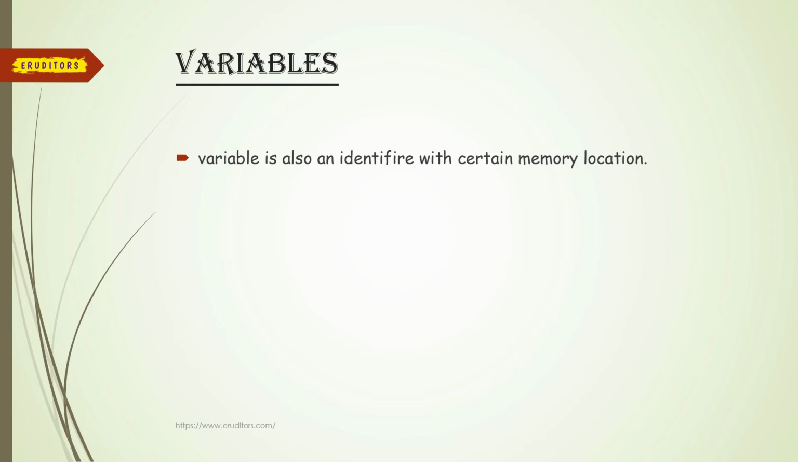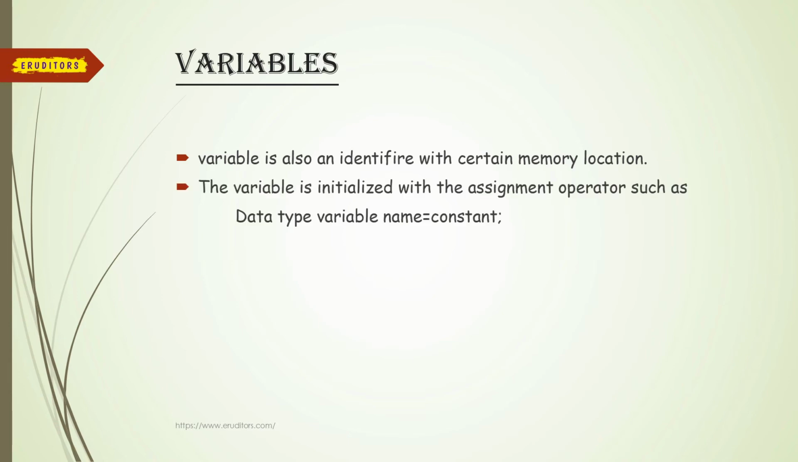Now, don't mix this up. Every variable is an identifier, but every identifier is not a variable because an identifier doesn't have a memory location. Here are some important rules you should remember about variables. The value of the variable can be changed during the execution. When we assign any initial value to a variable during the declaration, it's called the initialization of variables.